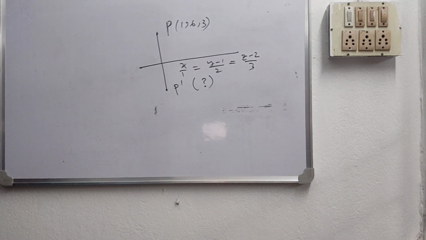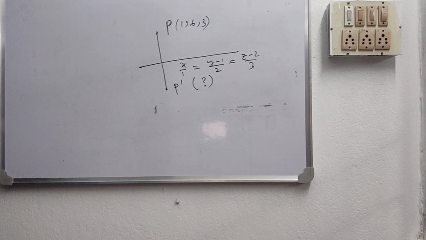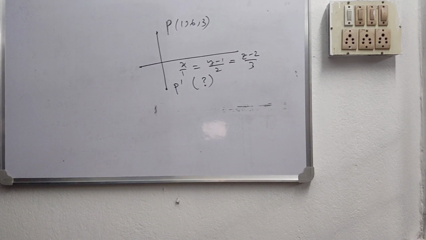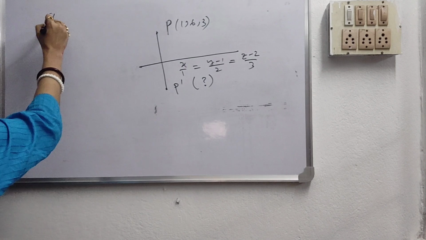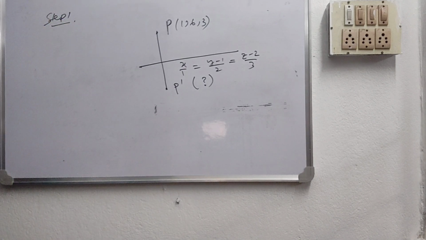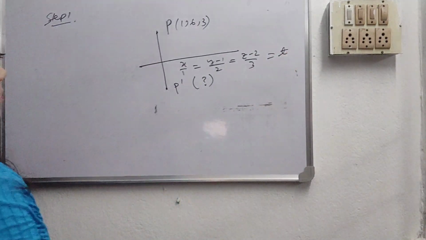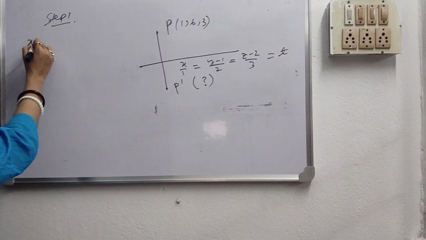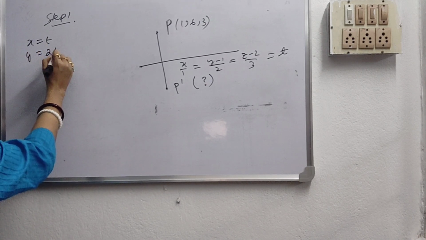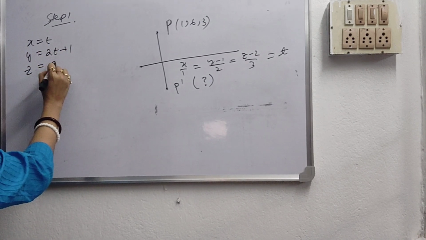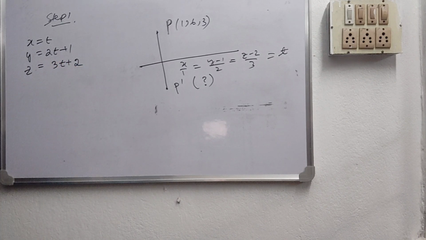There is another problem. P(1, 6, 3) is a point and the line is x/1 = (y - 1)/2 = (z - 2)/3. So I have to find the image of the point P, that is P dash. Let's find out. Step 1 is I have to consider the constant as say t. Then x = t, y = 2t + 1, z = 3t + 2.